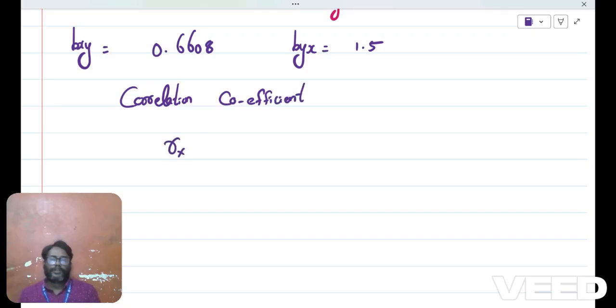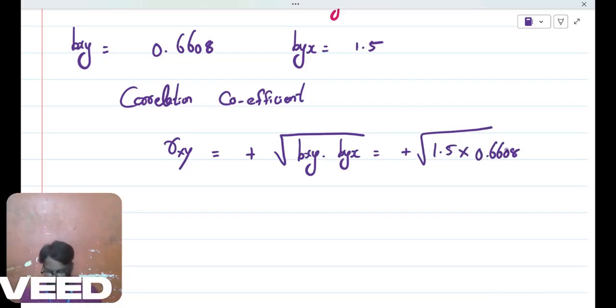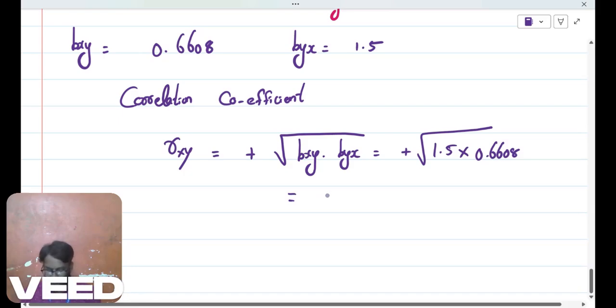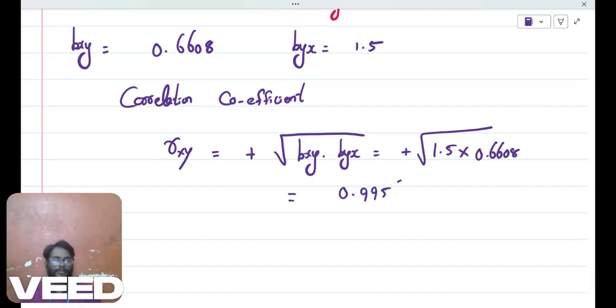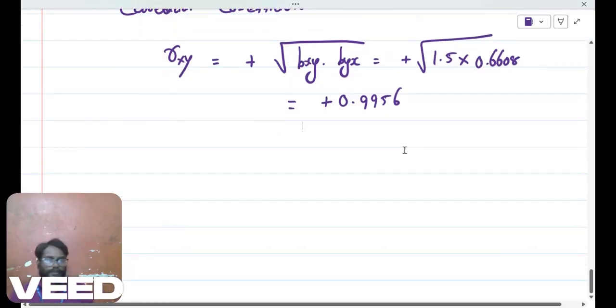Correlation coefficient r of xy. Here both b of xy and b of yx are positive. So plus square root of b of xy into b of yx. So you will get plus square root of 1.5 into 0.6608. From this we got the answer 0.9956. Since the correlation coefficient value lies between 0 and 1, so plus 0.9956.